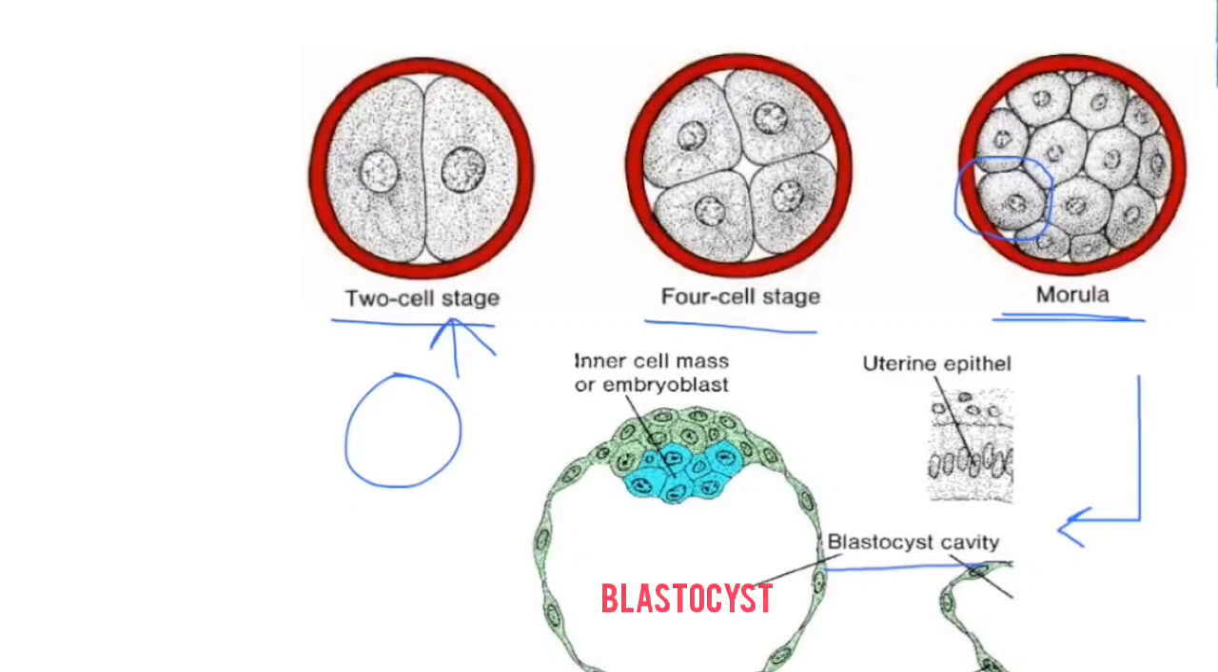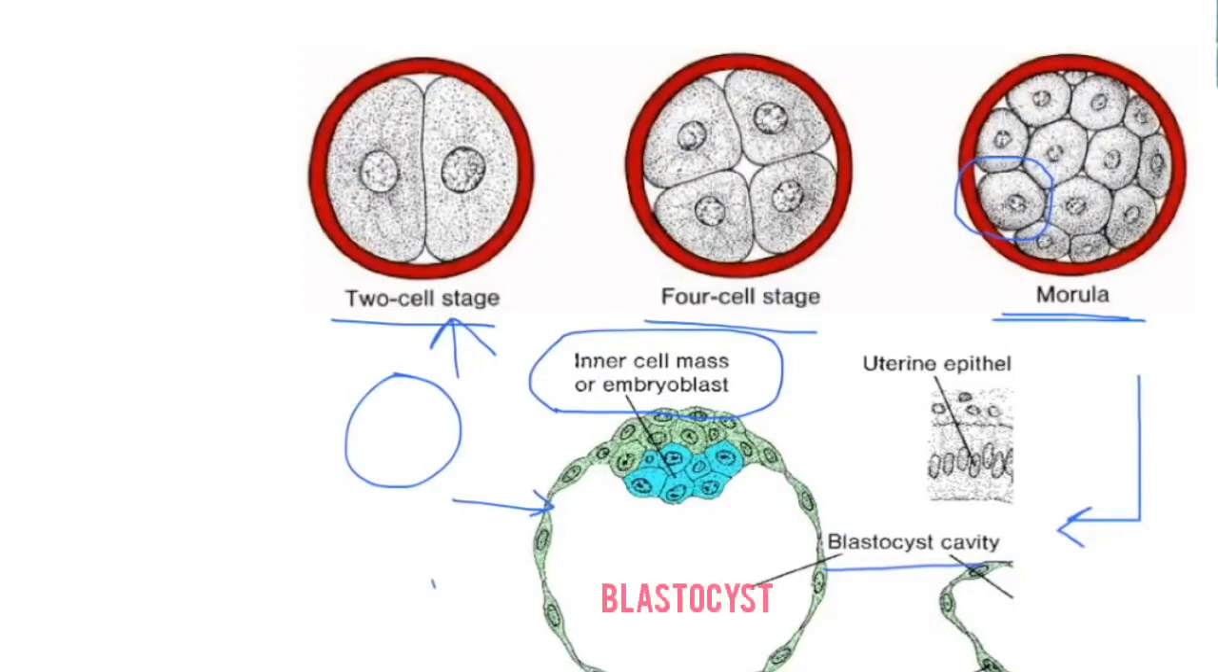Now, the blue cells, or the cells in the middle, are called the inner cell mass, or the embryoblast. Now, those cells will actually give you the embryo. That's why they're called the embryoblast. While the cells surrounding them, or the green ones, are called the outer cell mass, or the trophoblast, and they will eventually give you the placenta.